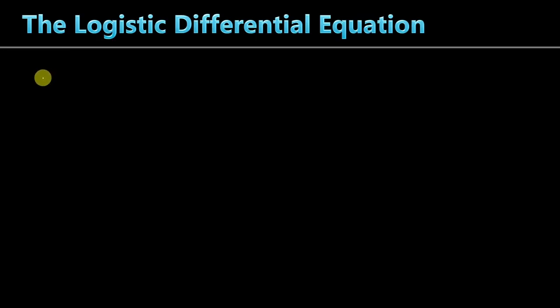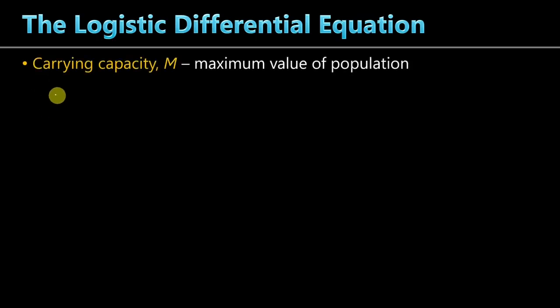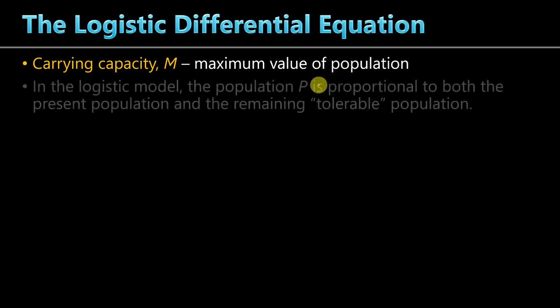In my introduction, I have mentioned a certain maximum value of the population. So this maximum value is the limiting population in a certain region, which is called the carrying capacity, and we denote it using the letter M. So in problem solving, this M is a constant which refers to the maximum value of the population, or what we call the limiting value of the population.